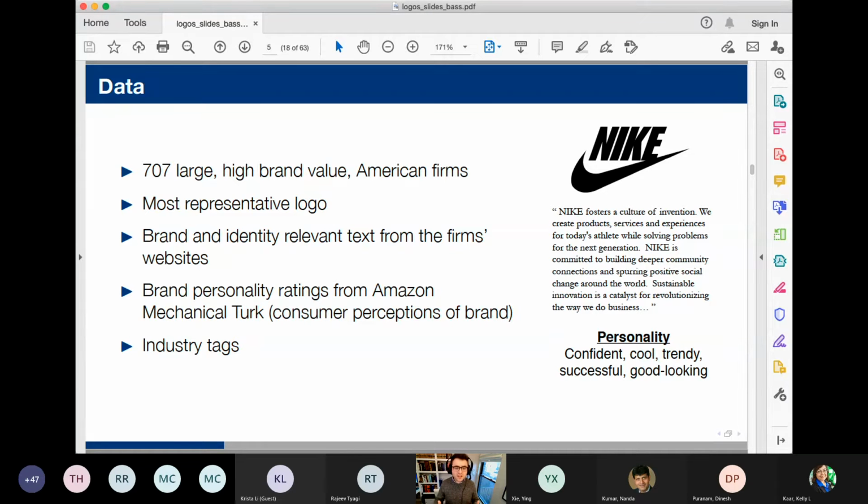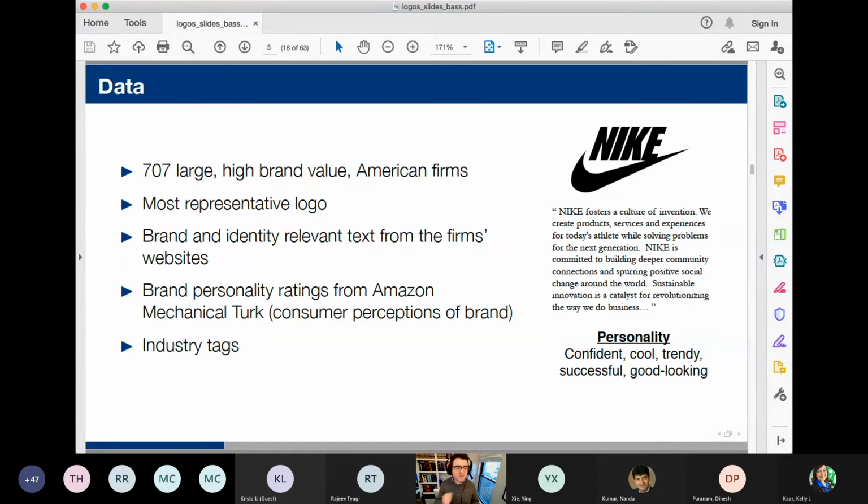So we wanted to focus on firms that would be recognizable, firms that have successful brands and successful logos, because we're going to be using this set of brands as our measure of typicality of logos and brands. We don't want that model to be calibrated on the logo from your neighborhood dry cleaner, or someone who hasn't given a lot of thought to how they've designed things. So from each of these firms, we take their most representative logo.